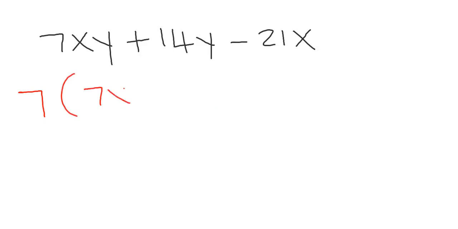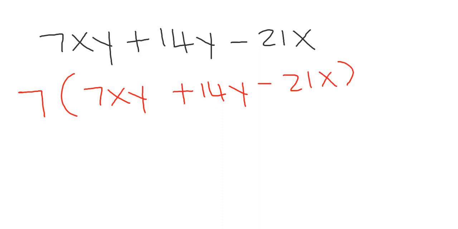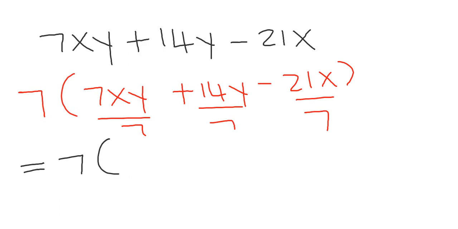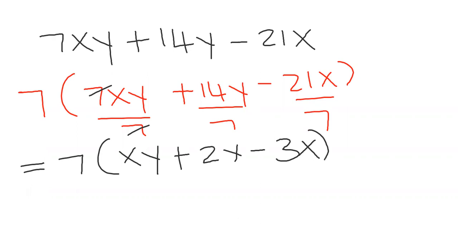Then we take the entire expression and divide it by what is outside the brackets, which is 7. We divide everything by 7. Then we simplify what is inside the brackets. The 7 cancels the 7, so here we are left with an xy. 14 divided by 7, we get a 2, and then we are left with a y there. 21 divided by 7, we get a 3. Then we are left with an x there. So that's what we get.